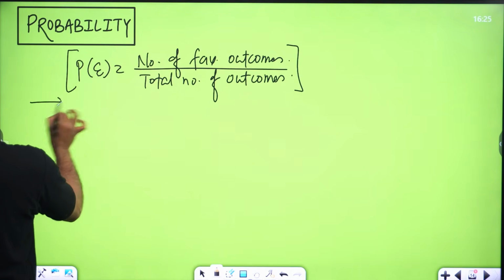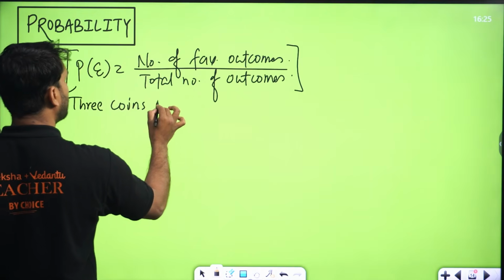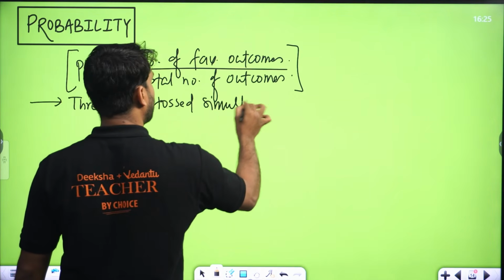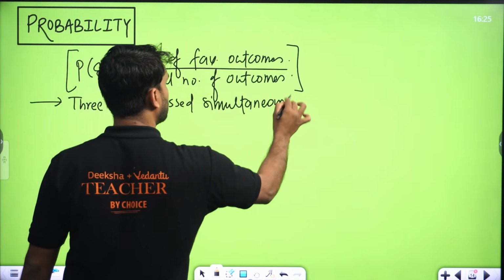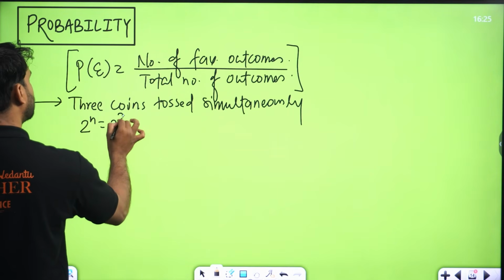So most probably, 3 coins are tossed simultaneously. This is important. You might get a question from this particular portion. So when 3 coins are tossed simultaneously, how many total possible outcomes come?